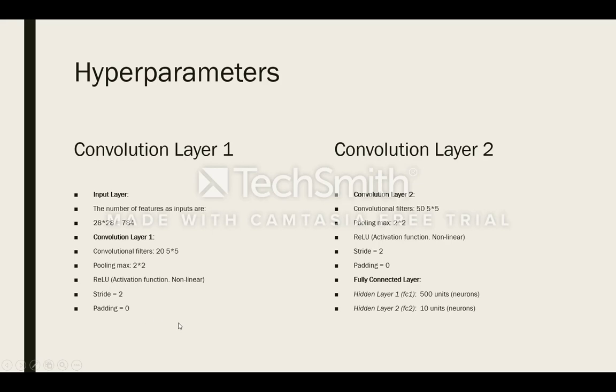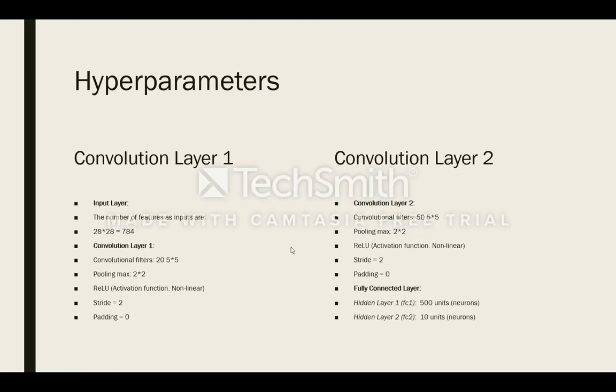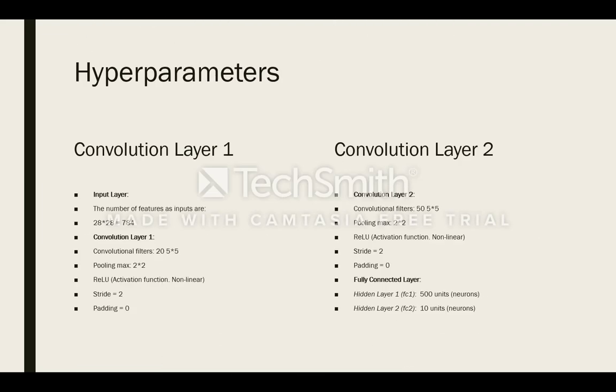For convolution layer 2, the number of filters is 50, and the kernel size is the same as the first layer, 5 by 5. Then we also have a max pooling layer and ReLU activation. Finally, the fully connected layers consist of two hidden layers, one and two. In this case we have 500 neuron units in the first, and in the last, 10 units.